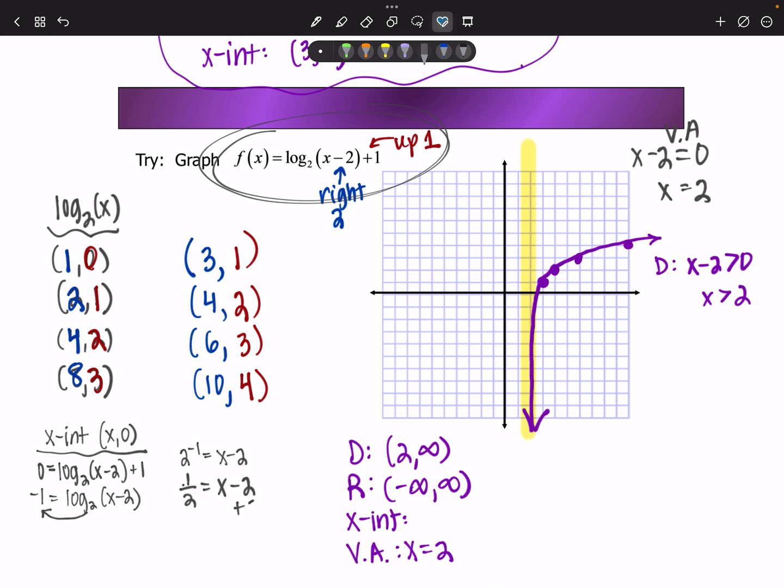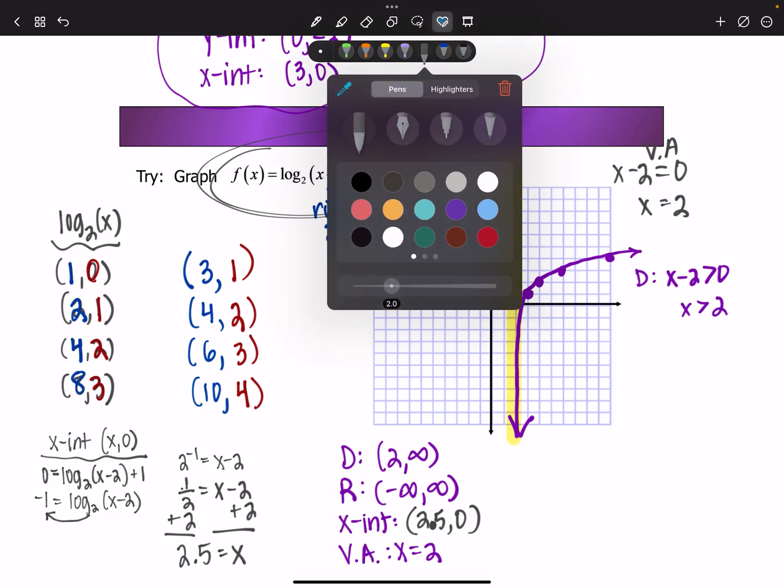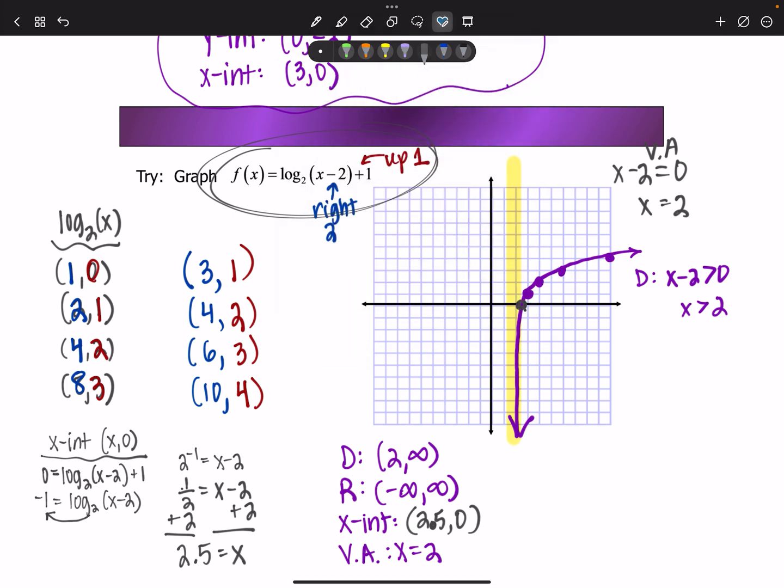I'm going to add 2 to both sides. 2 1/2 is 2.5 equals x. So our x-intercept is 2.5, 0. I'm going to check that. 1, 2.5. That looks very close to what I have on my graph. 2.5, 0. And that is our last answer.